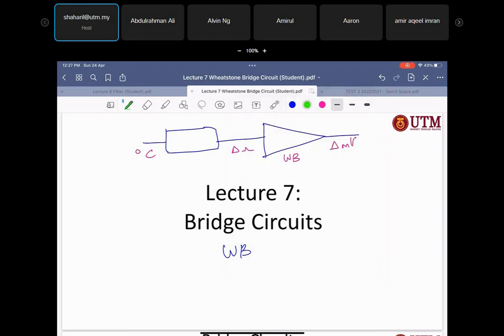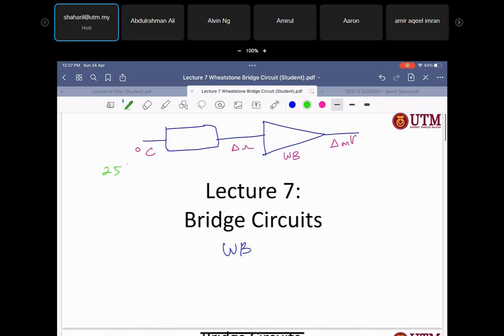So if you look at this, normally, for example, it detects 25 degrees, and it will produce 2000 ohm, right, 2 kilo ohm. And then when we use the Wheatstone bridge, we can convert it into 5 millivolt, for example. And then suddenly the temperature has increased by 1 degree. Maybe at that time the resistance will be about 2001 ohm. So if you look at that, the increment of the resistance itself is very small.